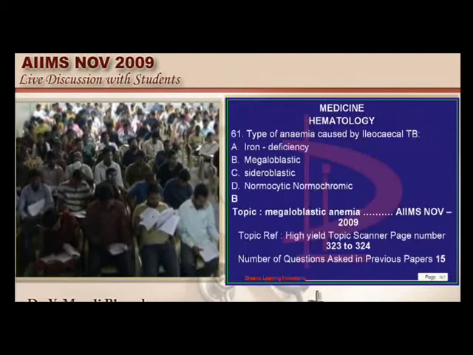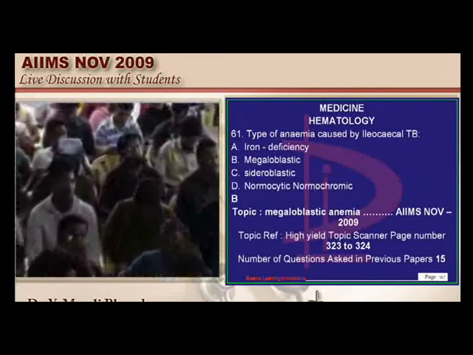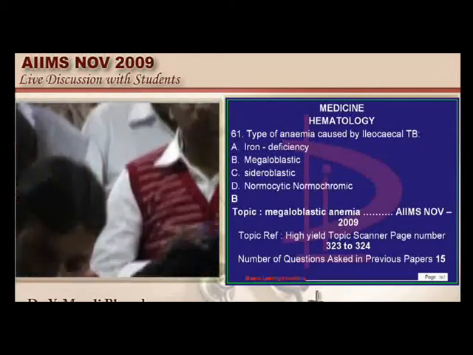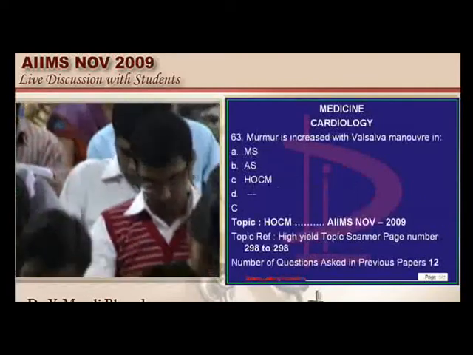Now let's go to the next question. In ileocecal TB, what kind of anemia do you find? The ileum is important for vitamin B12, so megaloblastic anemia is the one which you basically come across.